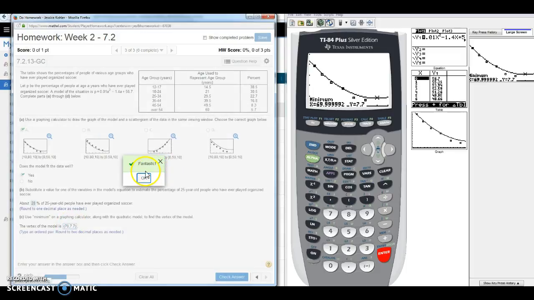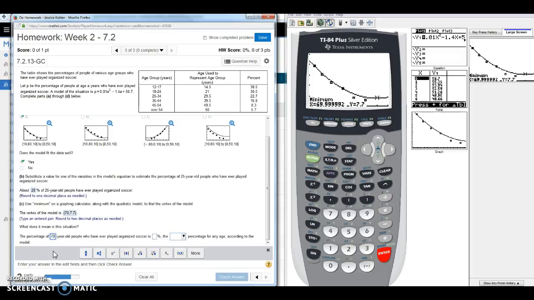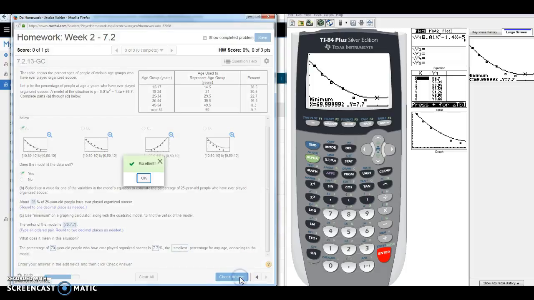And that looks good. That's our vertex. What does it mean in this situation? It means the percentage of 70-year-old people who have ever played an organized sport is 7.7%, the smallest percentage of any age according to the model.